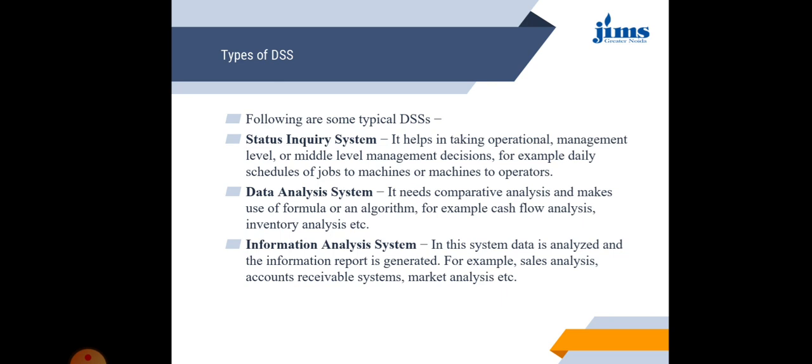Following are the types of DSS. Status inquiry system helps in taking operational management level or middle level management decisions. For example, daily scheduling of jobs to machines or machines to operators should be done by status inquiry systems. Data analysis system does comparative analysis and makes use of formulas or algorithms, for example cash flow analysis, inventory analysis, etc. Next is the information analysis system. In this system, data is analyzed and the information report is generated. For example, sales analysis, accounts receivable system, market analysis, etc.